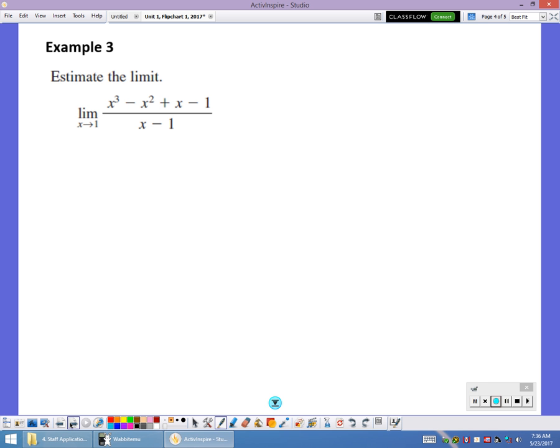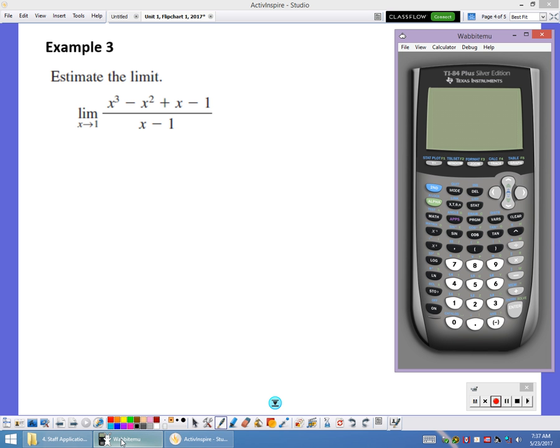In our third and last example, this time I didn't create a table for you. I want to show you how to do that on your calculator. We have the limit as x approaches 1 of this expression. Again, you can't just plug in 1 here, because I would get division by 0. Division by 0 is undefined, and we don't deal with that in this class. So we're going to put this in our calculator.